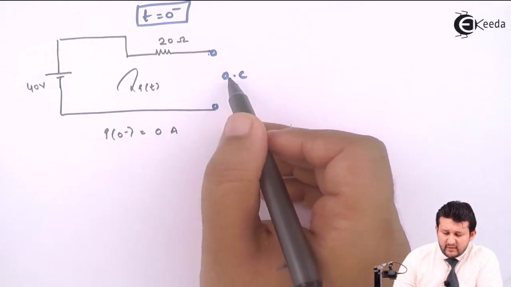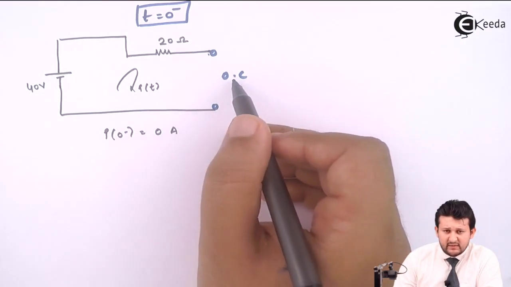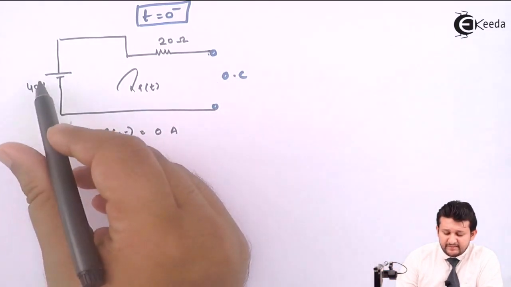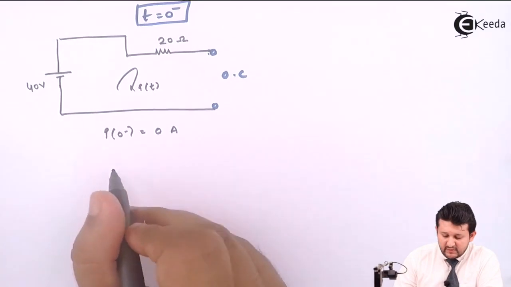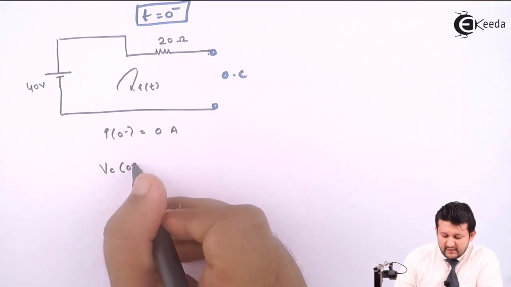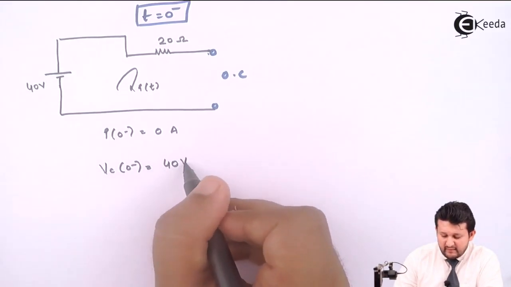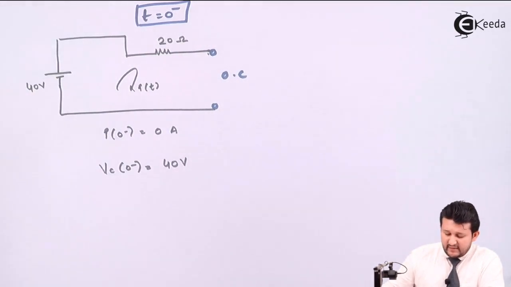Why did you make it open? Because the capacitor was fully charged. How much charge will it be? 40 volts. So the voltage across the capacitor is nothing but 40 volts. So that's your first condition, my dear friends.